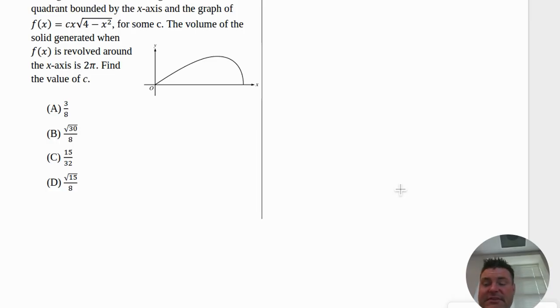For the volume of this, it's telling us what the volume is. When we revolve this around the x-axis, it's 2 pi. So we revolve it right there. We know that the volume is going to give us 2 pi. So our job is to go ahead and solve for c here.